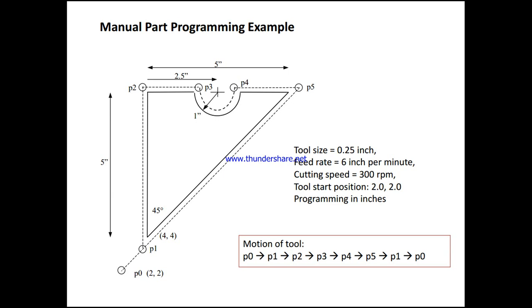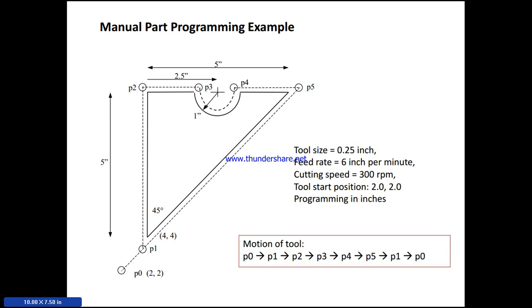For this we have a tool size of 0.25 inches, feed rate 6 inches per minute, cutting speed 300 rpm, tool start position from 2 and 2, programming in inches. Programming should be in inches. It is one example of how we have to go for the programming.